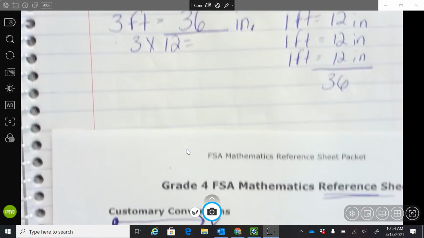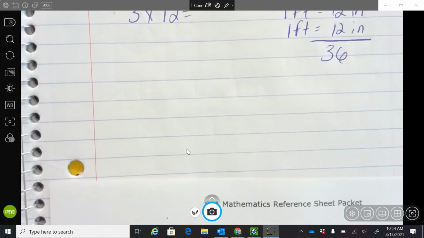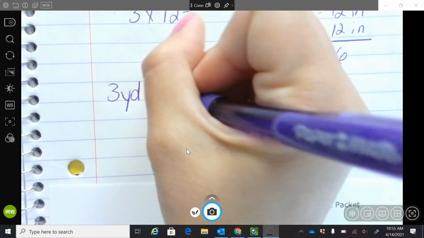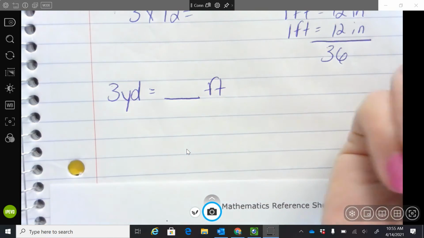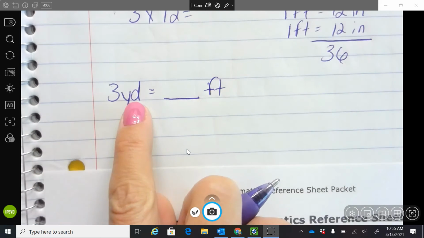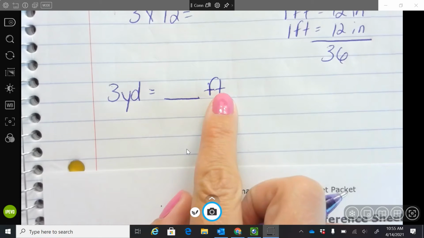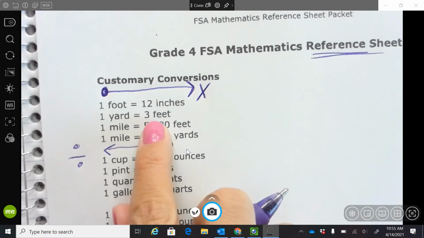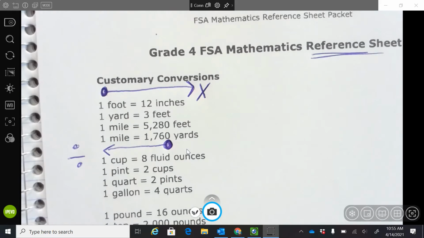Okay. What if I had 3 yards of ribbon and I wanted to know how many feet that would be? So I'm going to go to my chart and look for where I'm starting at yards and going to feet. So yards to feet. I'm starting at something bigger because 1 yard is bigger than 1 foot. 1 yard is how many feet? 3. So I'm starting at something bigger and going to something smaller. So I'm going to do what?